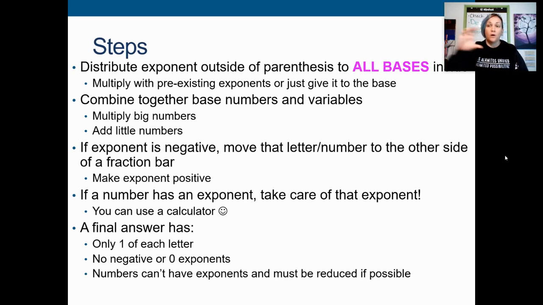Finally, any large numbers, these are called coefficients, they can't have exponents. So again, if it says 3 squared, change that to 9. Don't leave it 3 squared for a final answer. And you should simplify them as much as possible. So if you have a 4 and a 2, times those together. 4 times 2 is 8. Don't leave it 4 and 2.